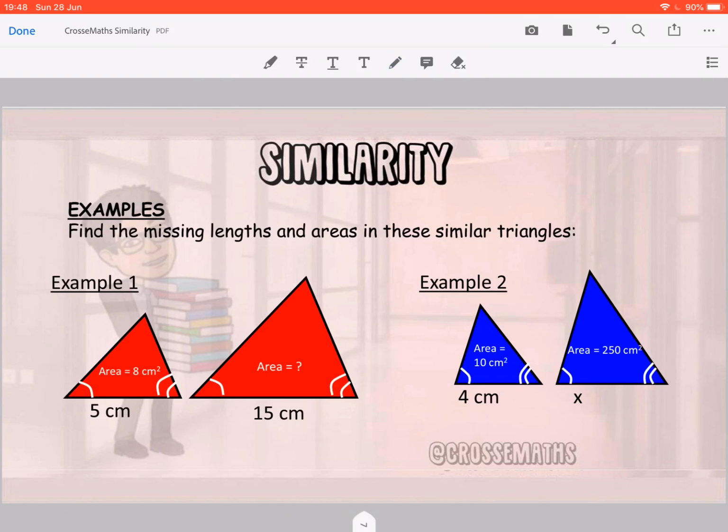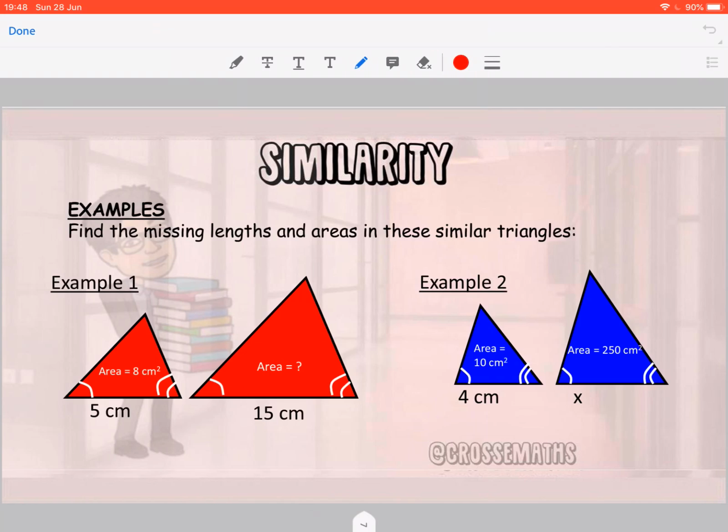Right, so that's similarity when it comes to lengths, okay? What you'll find at higher tier is you end up dealing with areas and lengths, okay? They mix them in and sometimes they put volume in as well. When you're dealing with area scale factors, okay, it's slightly different.